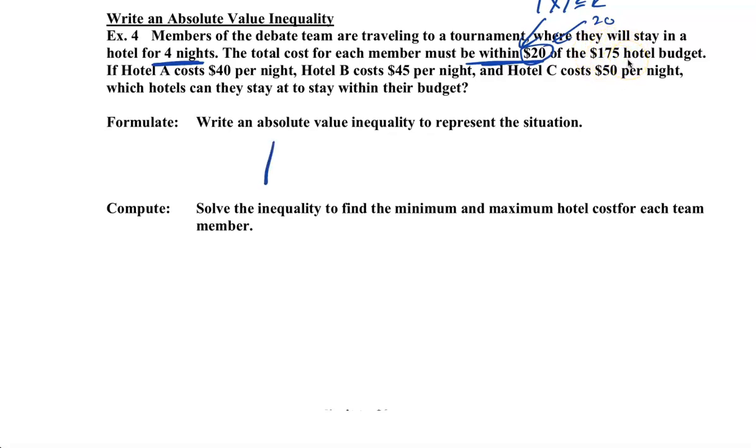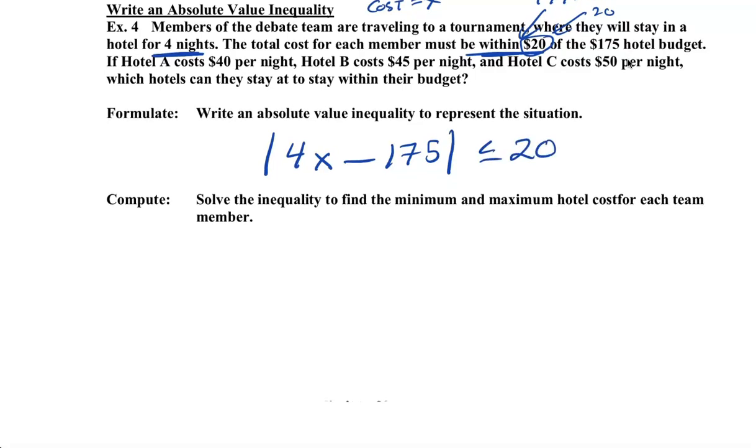So when we write an equation, we're doing 4 nights of our costs. Let's say cost is x. If you subtract that from our budget, we want that to be within $20. So that'll be our equation, right? The general idea is the difference between our cost and our budget, we want that to be within $20. If you subtract those two, it actually doesn't matter which one you put in front and which in back. We want that to be less than or equal to $20.